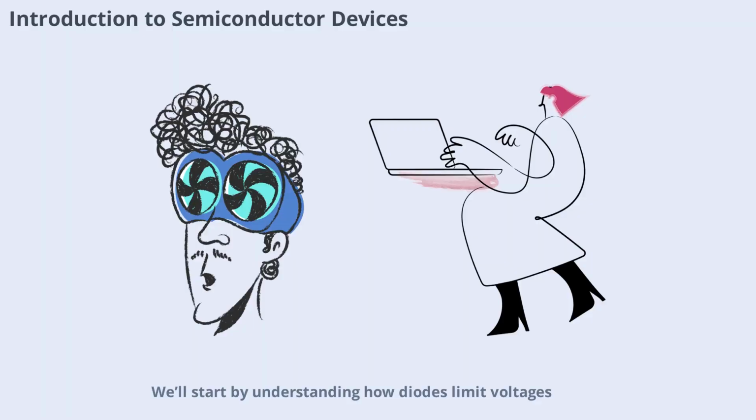We'll start by understanding how diodes limit voltages, then move through the basics of BJTs, and finally dive into the world of FETs and MOSFETs. Whether you're a student or an enthusiast, this journey will clarify how these devices operate and interact within electronic systems. Let's begin by looking at diode limiters, also known as clippers.